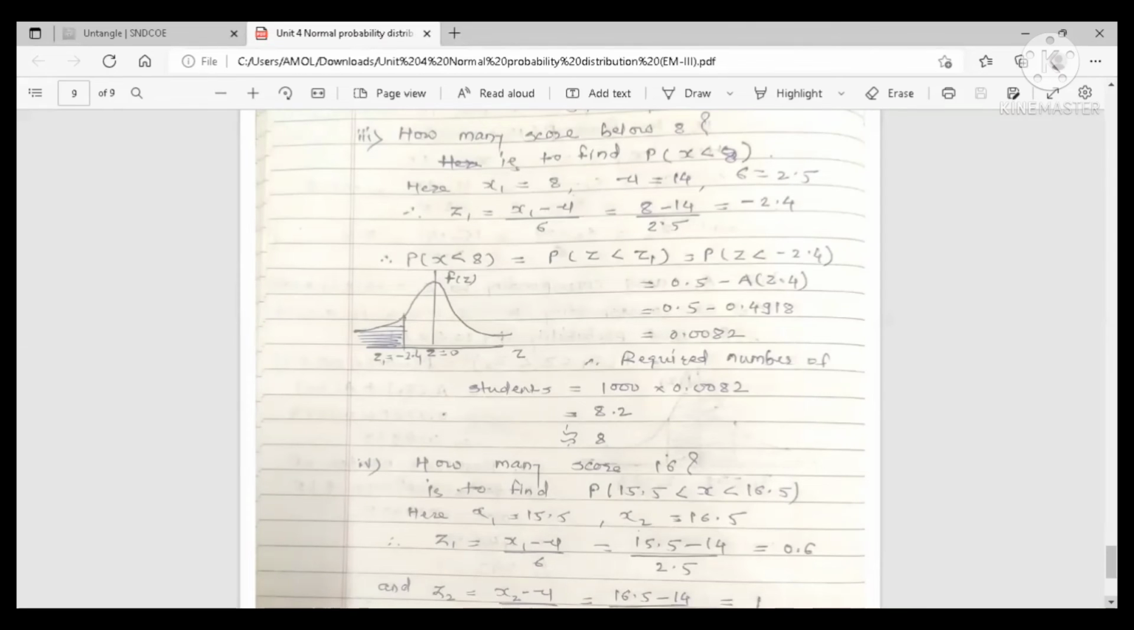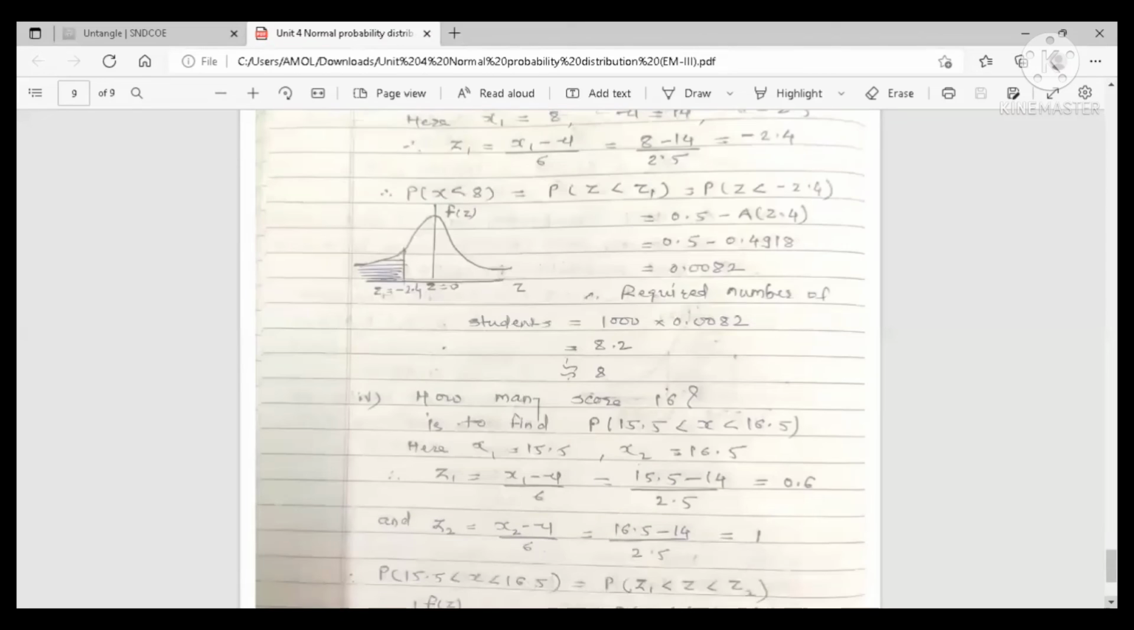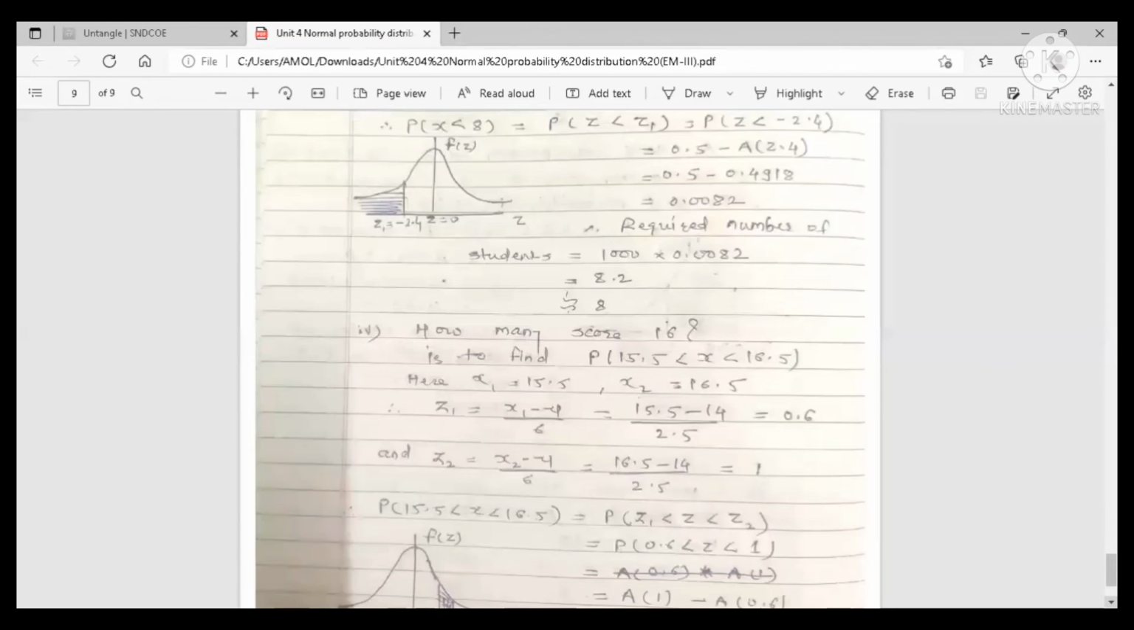Now the next sub question, the last sub question, is here. How many score exactly 16? That is to find the probability between 15.5 and 16.5, because the average of 15.5 and 16.5 is 16.